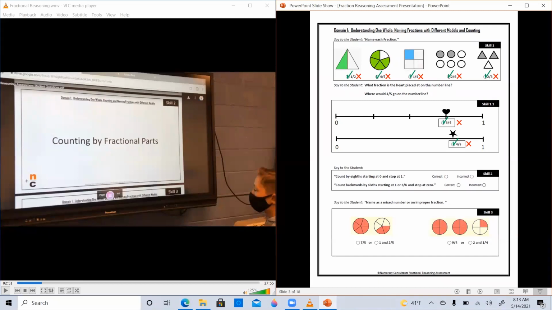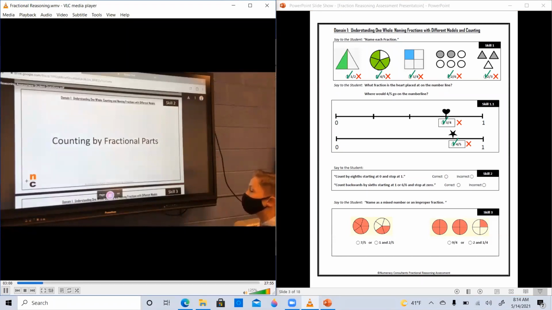The next skill that we're going to look at is skill two. And this has to do with counting by fractional parts starting at 0 and going up to 1, or building one whole through fractional language. Can you count by eighths starting at 0 and stop at 1? So count by eighths starting at 0 and then stop when you get to 1.